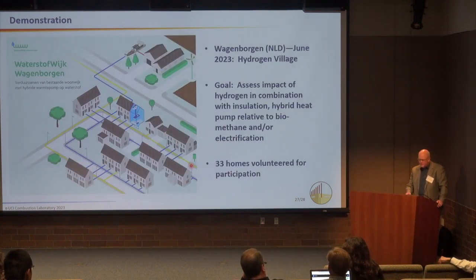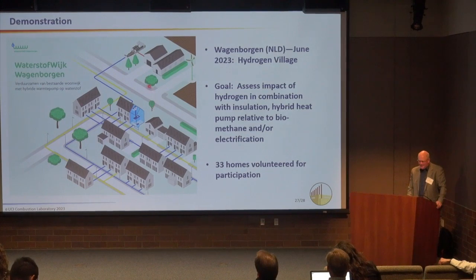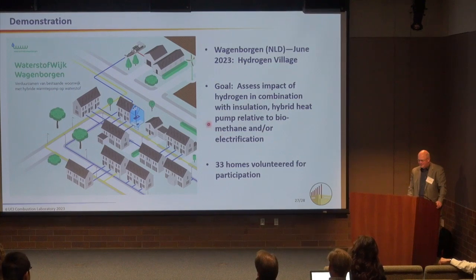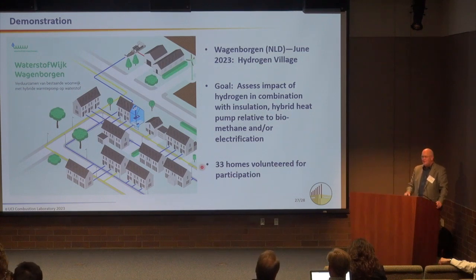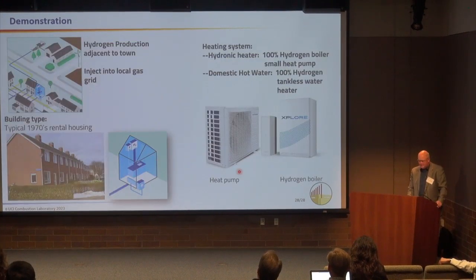Here's another example, in the Netherlands. In a couple months, they're going to have this up and running. It's a hydrogen village. They're not calling it an eco block, but maybe they could. The idea is to displace all the natural gas here with hydrogen, and they're going to have hybrid heat pumps, water heaters. To the point about outreach, super important: they got 33 homes. People said yes, we'll sign up for this. Let's see how it goes. Hydrogen production adjacent to the town, put into the local gas grid.